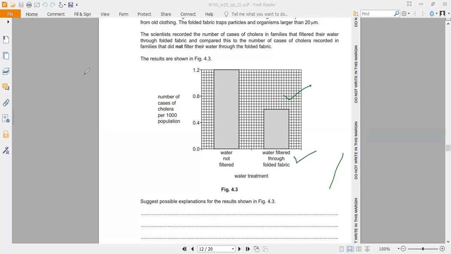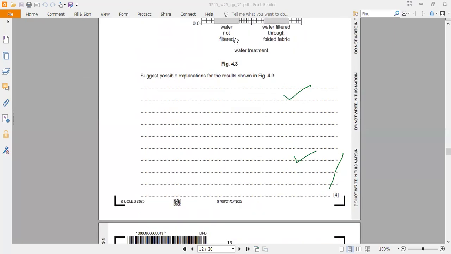So our question is, suggest possible explanations for the results shown in figure 4.3. So we are going to write down the explanation for this. First of all, I will explain and then I will write the answer. Here you can see that the filtration method is very effective. This question shows the effectiveness of the filtration, and the graph shows a significant reduction in cholera cases.